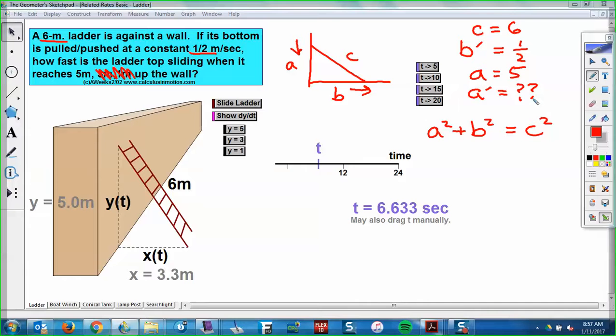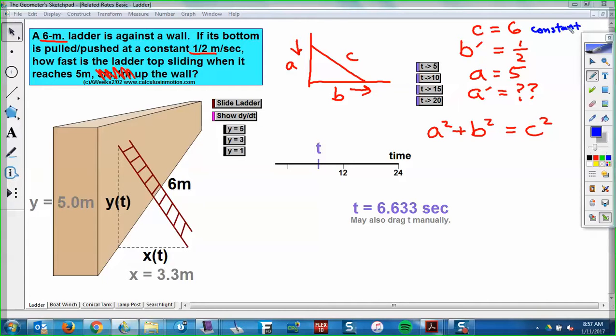Now, here's the next thing. Some of these numbers are constants, and some of them are changing throughout as the ladder is moving. That's key. The ones that are constants you can plug in right away, anytime you want to. The ones that are changing you cannot put in until the very end. That is key. So what about this 6? Is it changing? No. Constant.